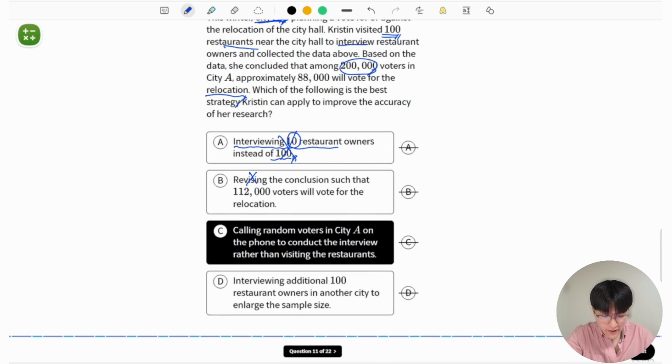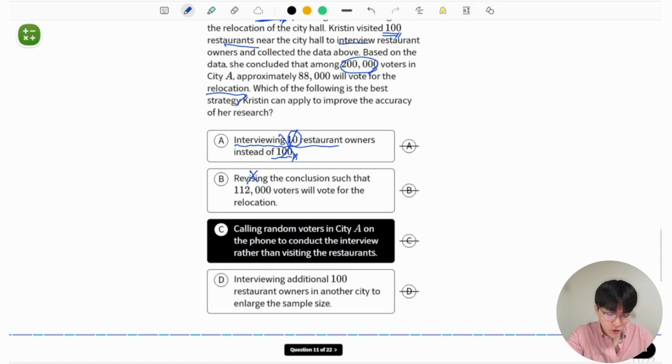idea. Let's look at answer choice D first, interviewing additional 100 restaurant owners in another city to enlarge the sample size. Now, right approach, wrong execution. Why? Because if you want to increase more data points, if you want to find more data points, it's good that you should interview more people.